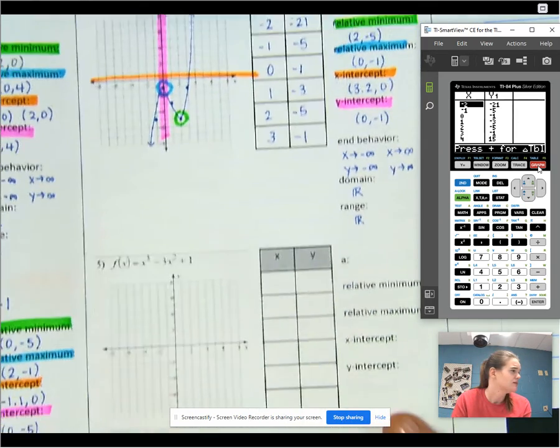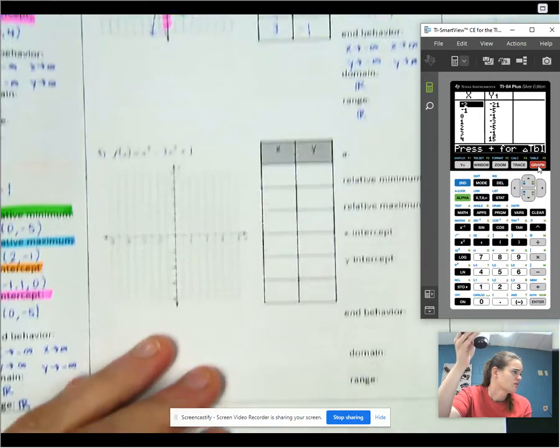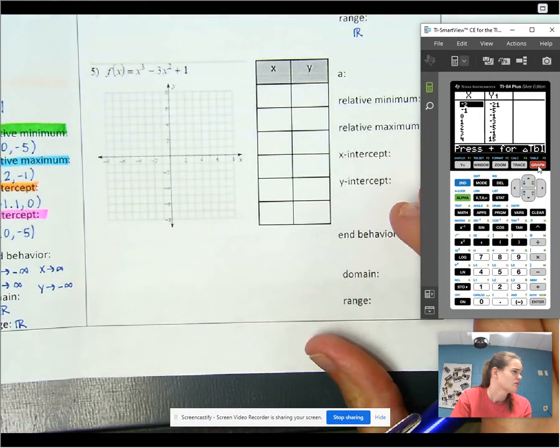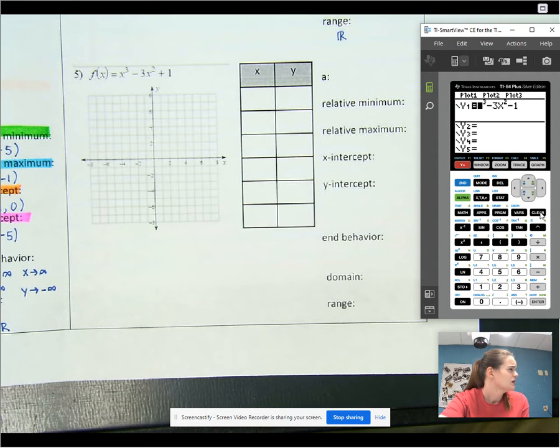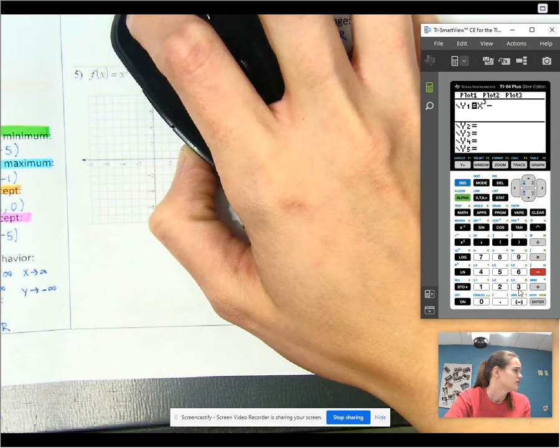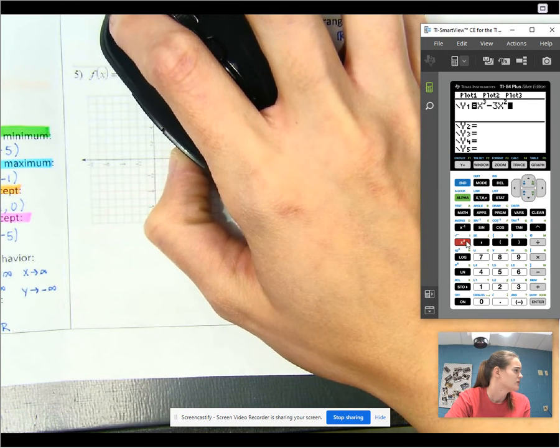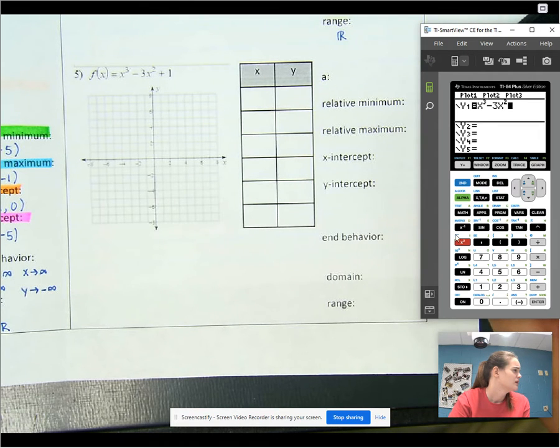All right, number 5. Y equals, clear, x to the third minus, hang on, my mouse isn't working, minus 3x squared, let's move it so you can see it now, plus 1. And second graph.